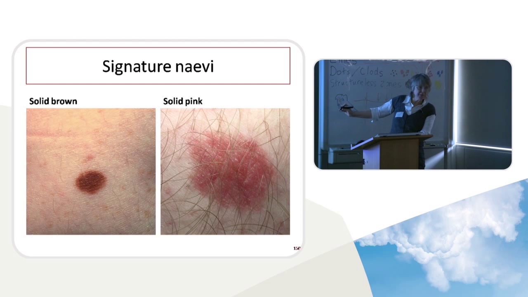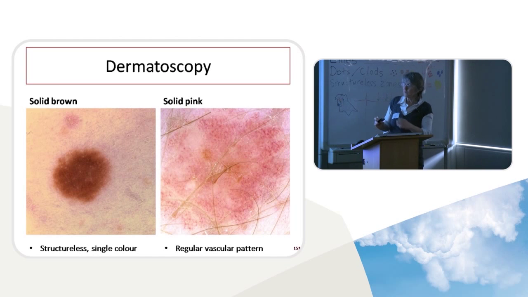So solid brown means they're brown. Solid pink means they're pink. It doesn't mean the size or anything. But somebody with a mole like that's probably got dozens and dozens of flat brown moles. Or if they've got very large ones, they've probably got several large ones. On dermoscopy, the brown one is brown, and the pink one hasn't got any pigmentation. So you can't say whether it's reticular or globular because there's no pigment. So we have to go on what the blood vessels look like.